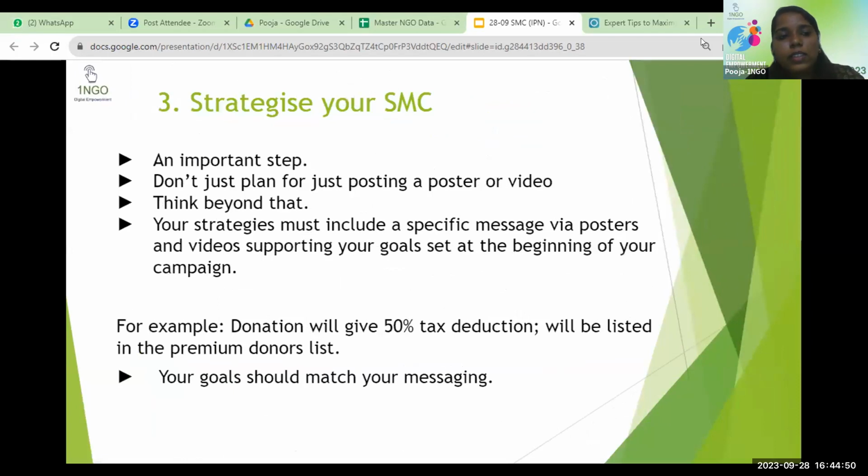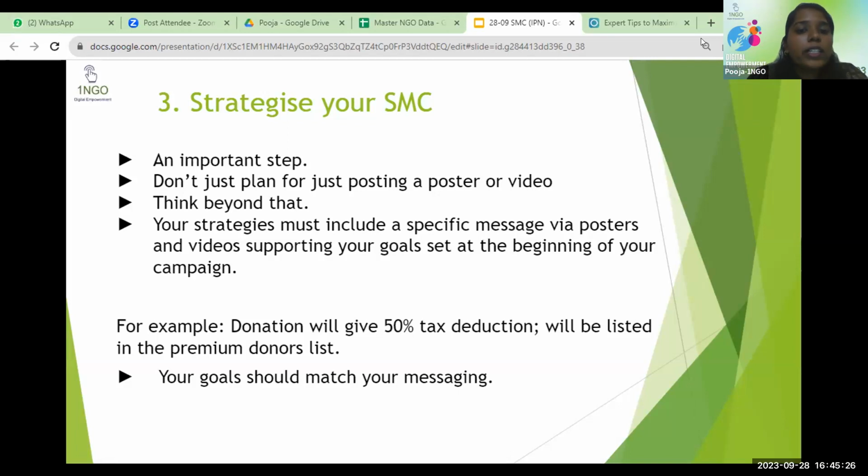Going to the next slide, the third most important thing is strategizing your social media campaign. So this is a very important step. It is not only about posting a video or a poster. You should think beyond that. Let me give you an example. Most of you know the Akshaya Patra NGO, right? What they did was they strategically uploaded a post saying, please sponsor a meal for a child for a year for rupees 750 or rupees 1500.